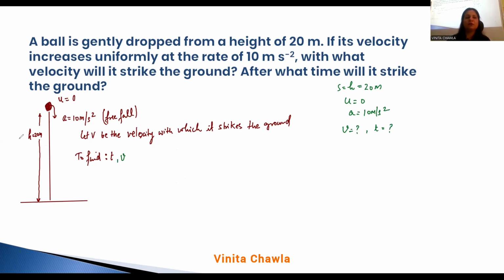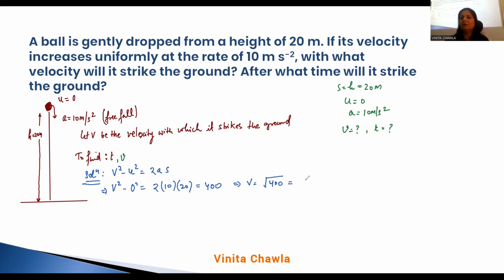See, first we will apply third equation of motion here. So solution. Third equation of motion is V square minus U square is equal to 2AS. So V square minus U square, it is 0 square, is equal to 2, A is 10, S is 20. So it's 400. So this implies V is equal to root 400, which is 20 meter per second. And velocity with which it strikes the ground is 20 meter per second.